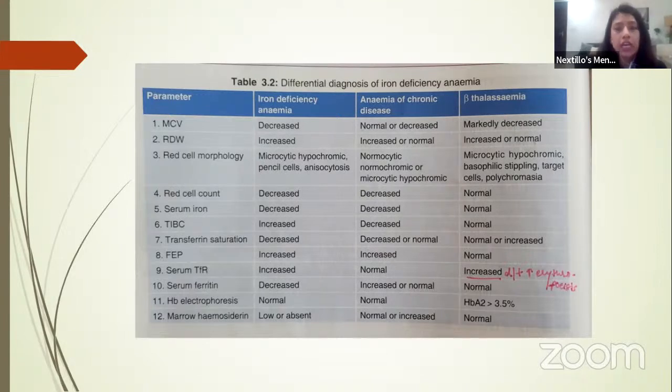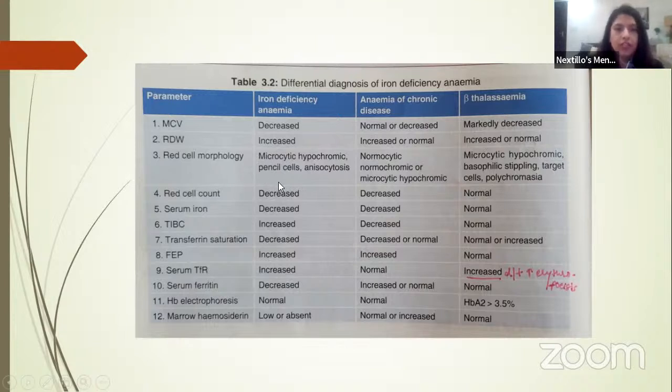You need to see other things which can be a differential diagnosis. So quickly, let's summarize over here. In an iron deficiency anemia, we know that the MCV is decreased and RDW is increased. In anemia of chronic disease, again, it can be decreased and RDW can again be increased or normal. Whereas in thalassemia, the MCV is markedly decreased and RDW is mostly normal. It can be increased in some cases.